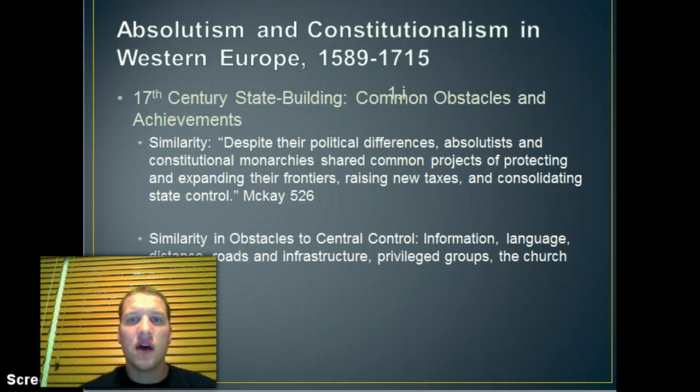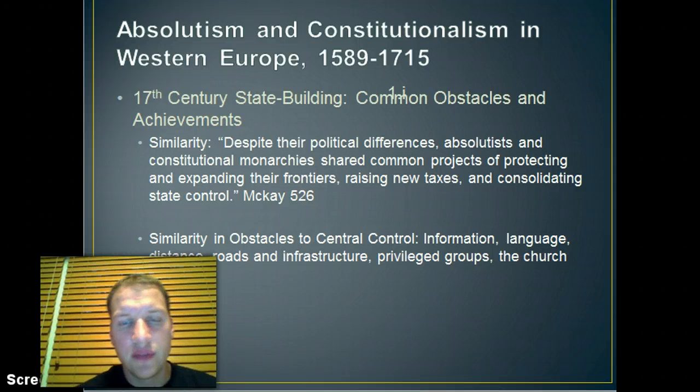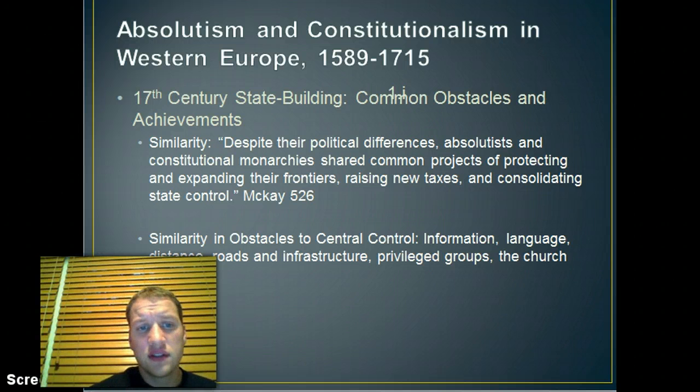So what are some common obstacles and achievements when looking at absolutism and constitutionalism in the 17th century? Major similarities: despite their political differences, absolutists and constitutional monarchies shared common projects of protecting and expanding their frontiers, raising new taxes, and consolidating state control. They're all still part of the growth of the nation state. They are still going to have consolidated state control. The difference is what happens at that state level.